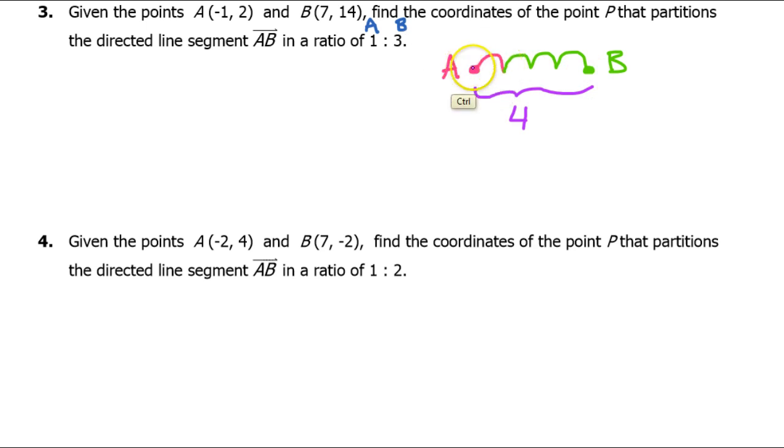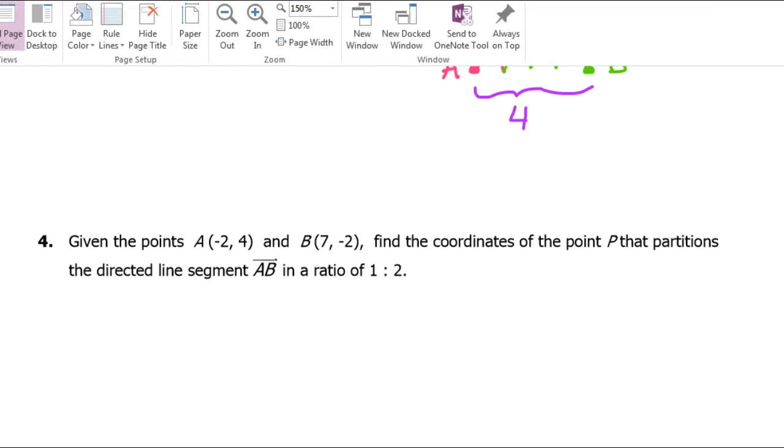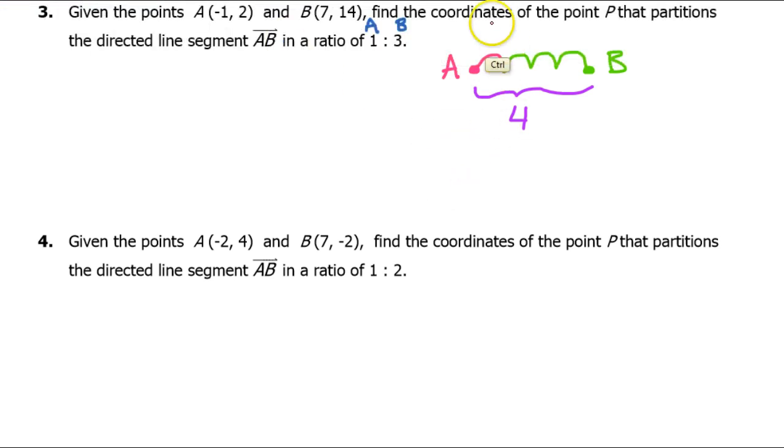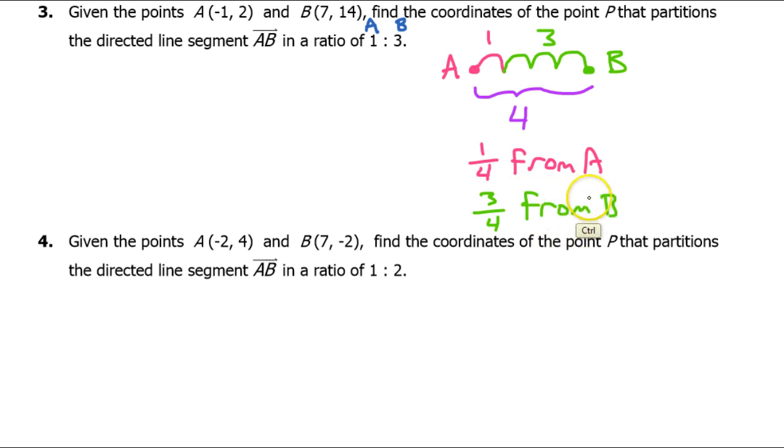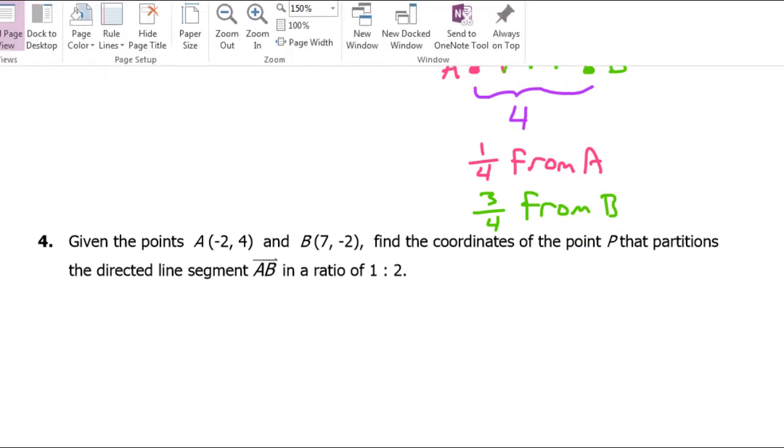So that means the number of steps I'm taking away from A, I'm doing 1/4, I'm moving 1/4 of the way from A. And if I were moving from B, that would be 3/4 of the way. So I'm going 3/4 of the way from B. Now, from now on, I'm not going to go through this whole analysis with the steps. I'm just going to do this.